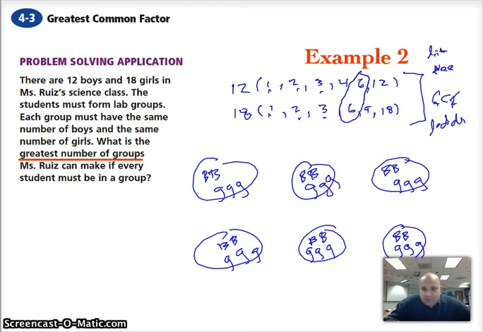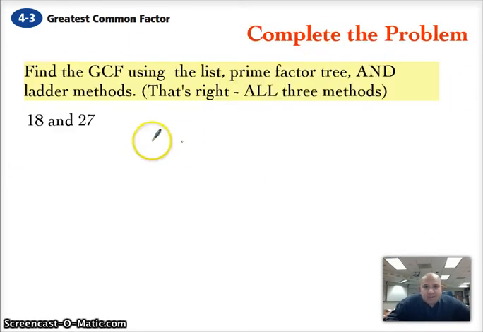Now it's your turn. It says find the greatest common factor using the list, prime factor tree, and ladder methods. Those 3 methods that you saw. I want you to solve for the greatest common factor with 18 and 27. That's right. I want you to show 3 methods using these 2 numbers. All right, we'll see you in class.